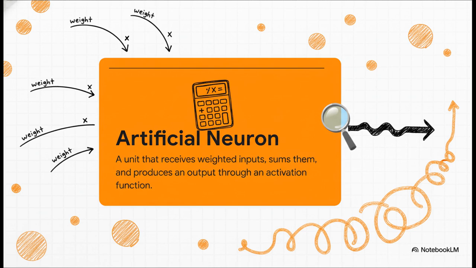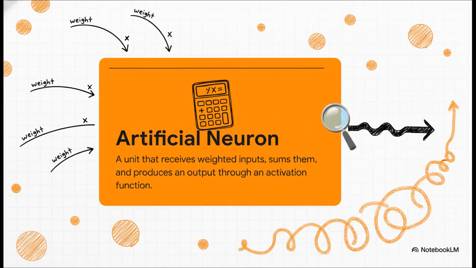Okay, so each one of those little circles in the diagram, that's an artificial neuron. The easiest way to think about it is like a tiny, tiny calculator. It gets a bunch of signals, and for each signal, it asks, how important is this one? That's the weight. It multiplies the signals by their weights, adds it all together, and then sends out one single signal of its own. Sounds simple, right?